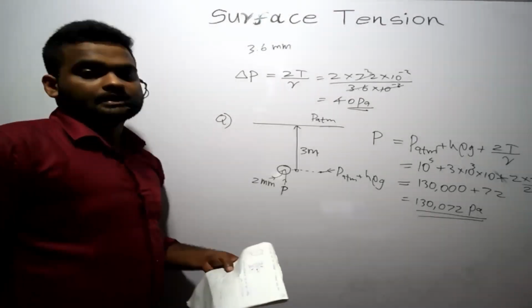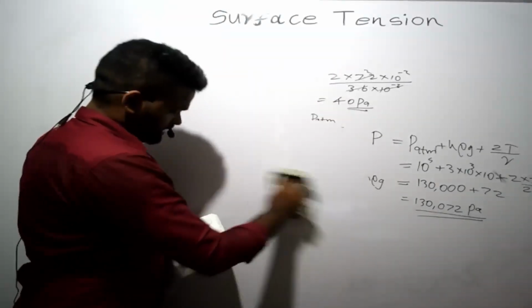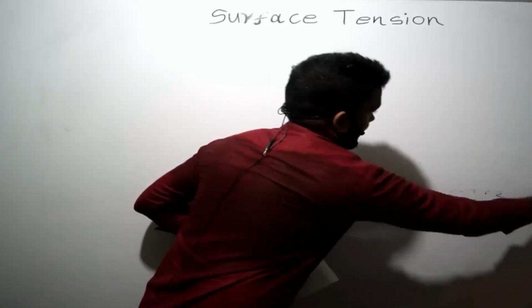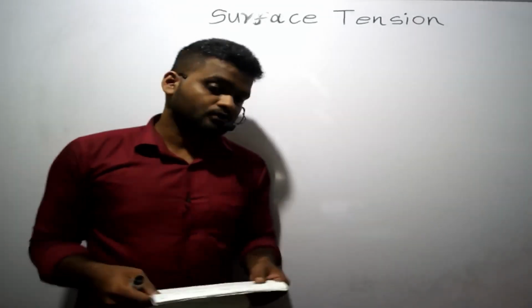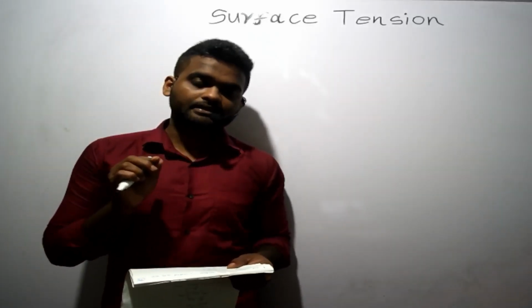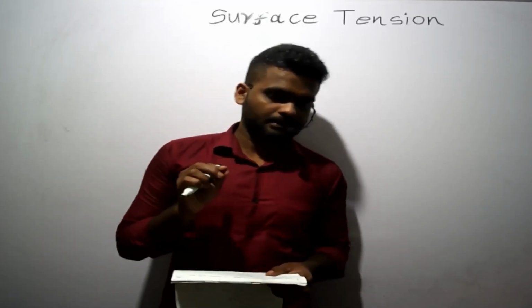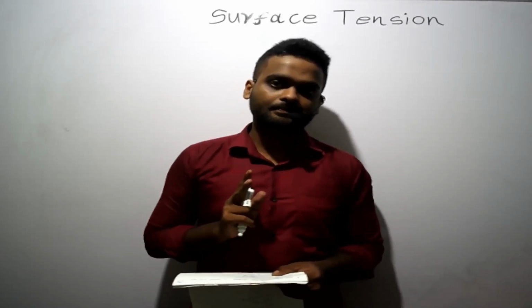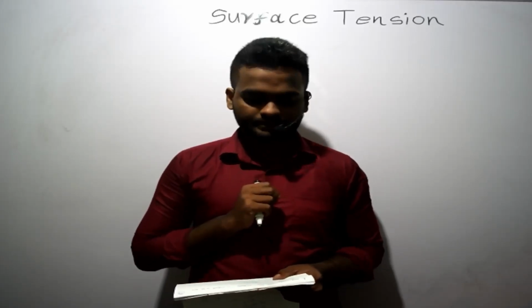Okay. Then write down a point. A soap bubble has two free surfaces in contact with air. We learned that earlier, right?